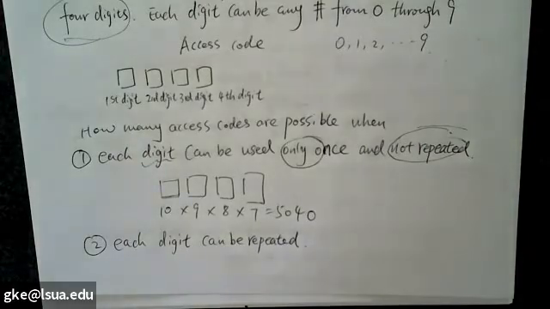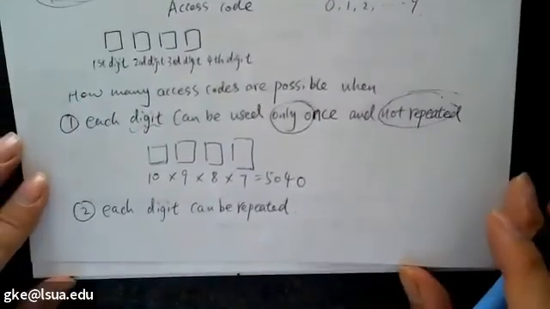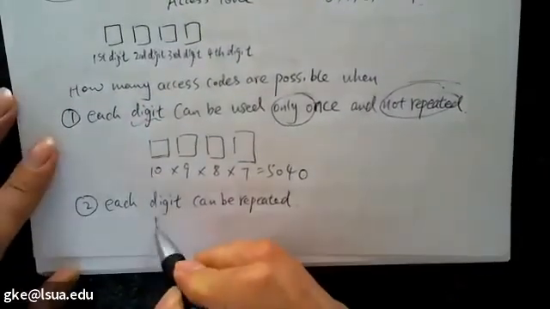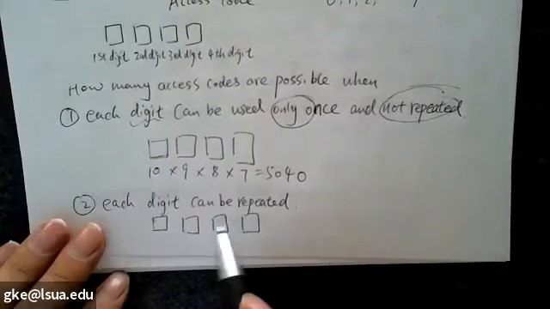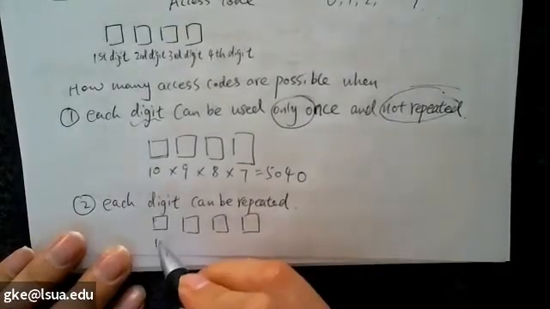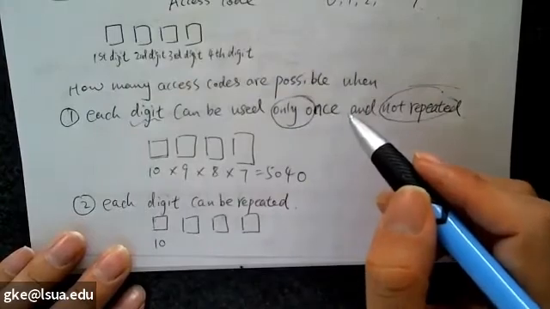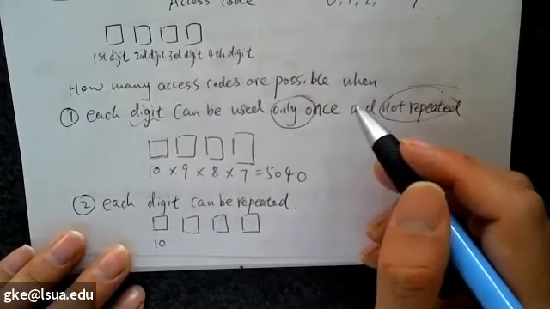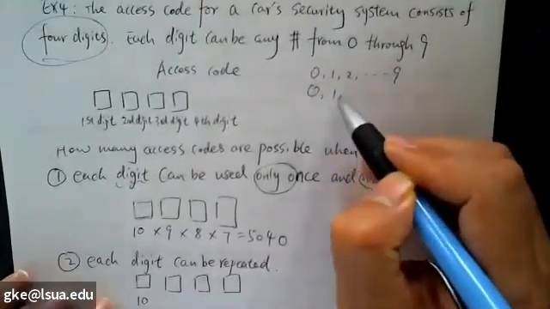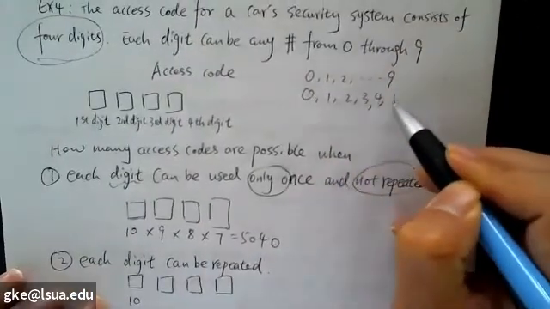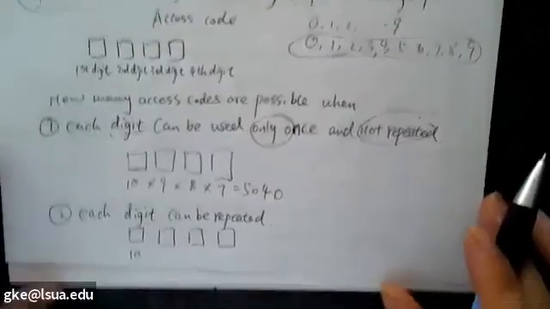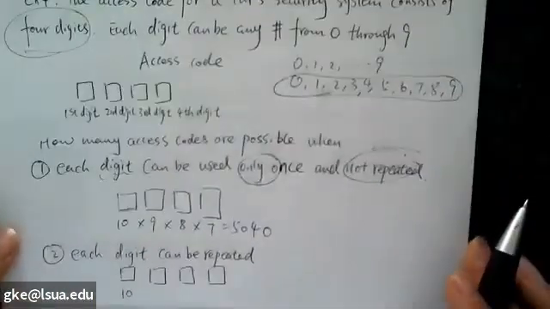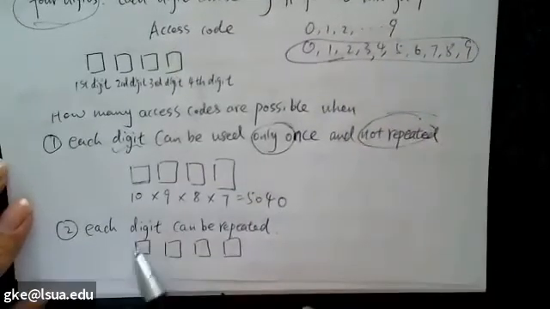Okay, let's take a look. So we have 4 digits: 1, 2, 3, 4, right? And for the first digit, how many ways? We have 10, right? Some of you might count it as 9. That's wrong, because 0, 1, 2, 3, 4, 5, 6, 7, 8, 9, there are 10 possibilities. It's not a 9. So be careful. We have 10 ways to fill the first digit.